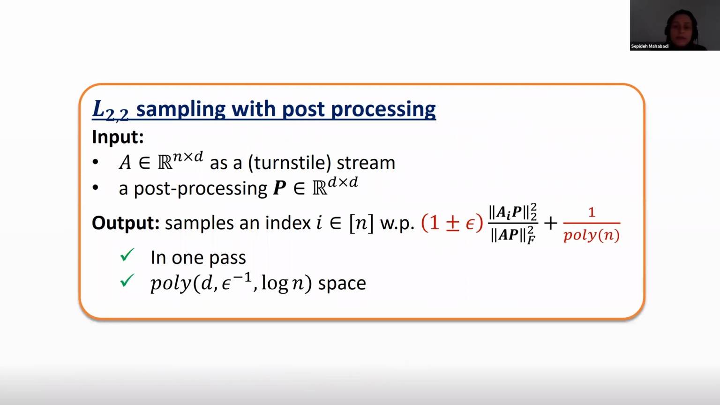So basically, we can now show that we can sample every row of matrix AP with probability proportional to roughly what we wanted. Is there a question?